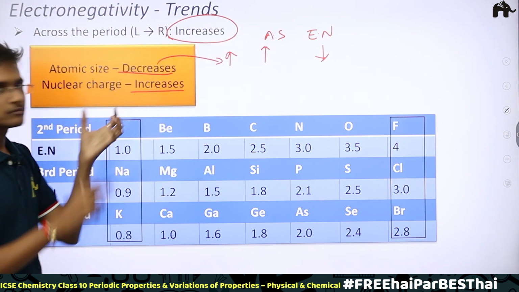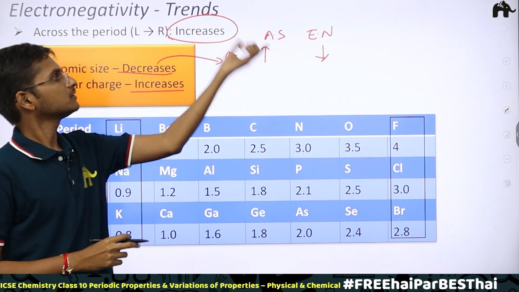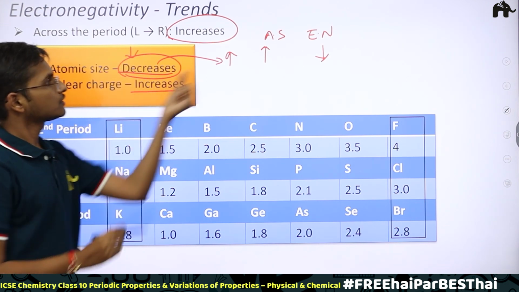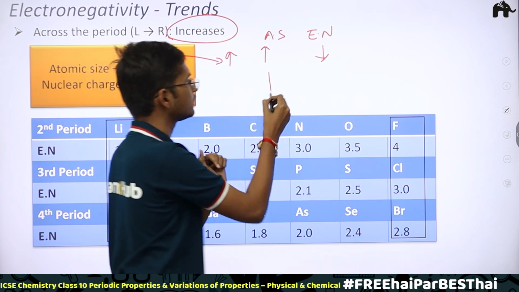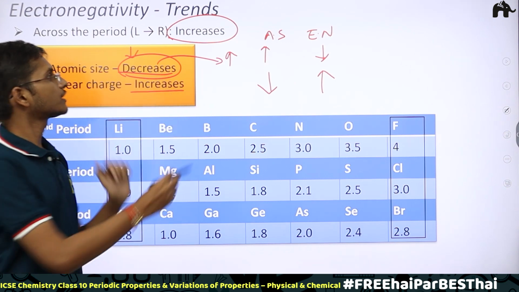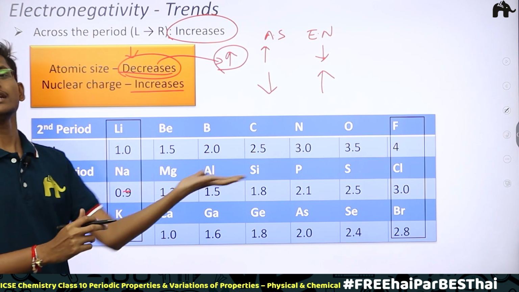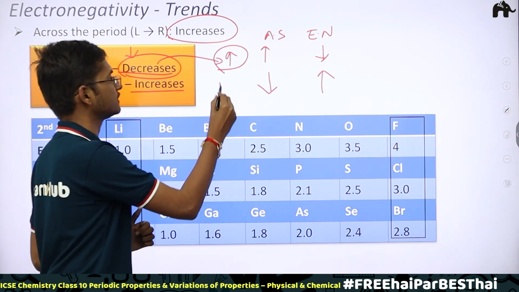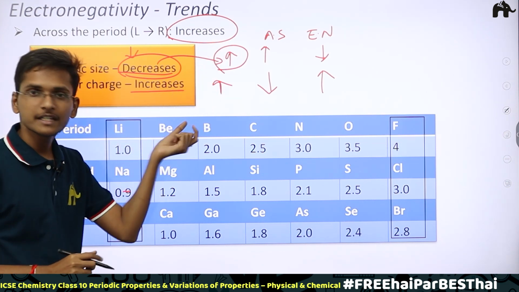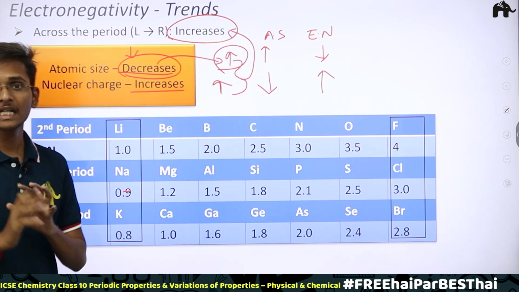Now here, in this case, the thing is totally opposite. Atomic size is decreasing, so if the atomic size is decreasing, electronegativity would be increasing, opposite to that of the other case. Now with the increase in the nuclear charge, we also know that electronegativity increases. We have already studied this. Both of these factors are showing an increase in electronegativity. That's why when we move across the period from left to right, electronegativity increases.